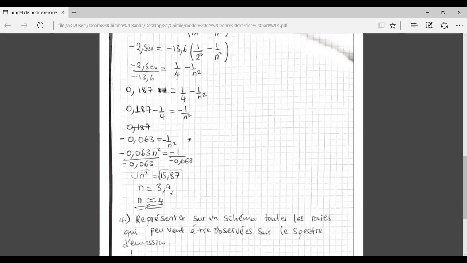So you know that your n is equal to what? 4. So you have seen that emission is coming from a high energy level, which is supporting the theory. It's coming from the high energy level where n is equal to 4. Then it's coming back to its original place where n is equal to what? To 2. I don't know if that one is clear.